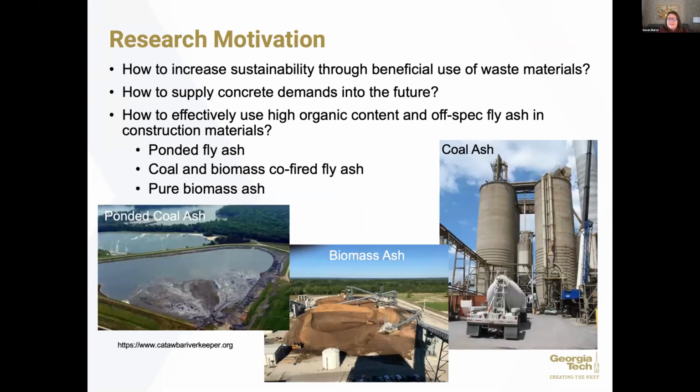So here's the motivation, and here's what we want to think about. How do we increase sustainability by beneficially using these waste materials? We also need to be concerned about concrete demands in the future. We have to be able to supply enough fly ash in order to make concrete, and there are times in the United States right now where we're limited in that. Also, how do we effectively use these high organic content or off-specification ashes, right? So we have a variety of different sources. We can see them in the pictures here. For example, on the left-hand side, you see a pond of coal ash.